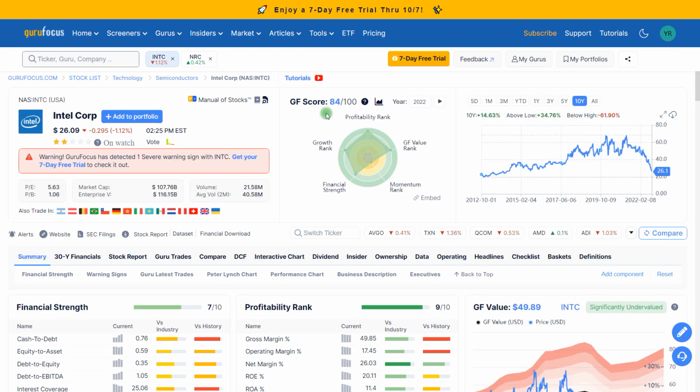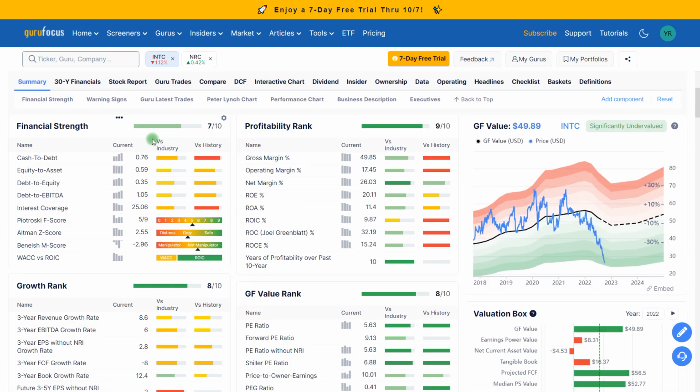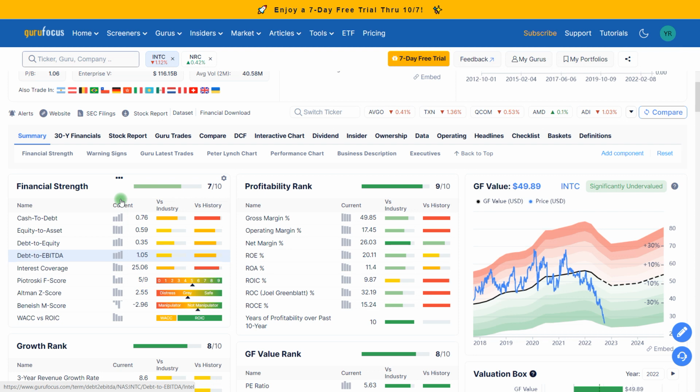We can see the total score is 84, quite high. The financial stability is also very impressive. Debt to EBITDA ratio is only 1, very high interest coverage of 25. The ultimate score is quite safe, so the probability of default in the future years is not high. So very nice financial position.